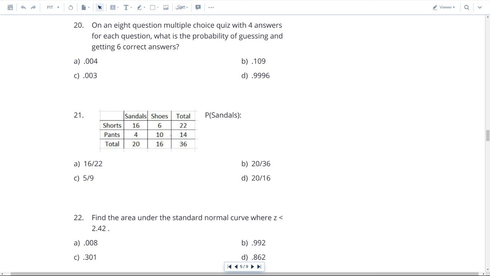Now, this question's a little bit unfair. Just a little bit unfair. Because if you look at the choices that they give you, 20 out of 36 is clearly one of the choices. However, it is not reduced.